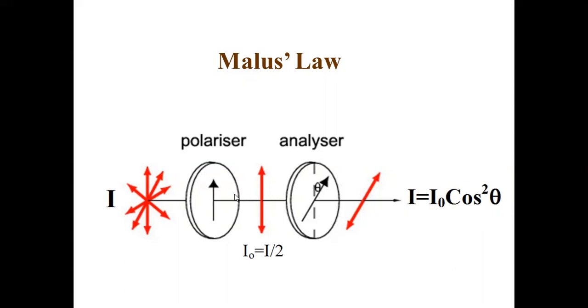Remember, this formula is applied only for that case when polarized light is incident on an analyzer. I is equal to I naught cos square theta, where I naught is the incident polarized light intensity. This is the outcoming intensity of light. So we will analyze this when we go to the problems. But just now, for the time being, you remember the formula. So Malus's law is important here.